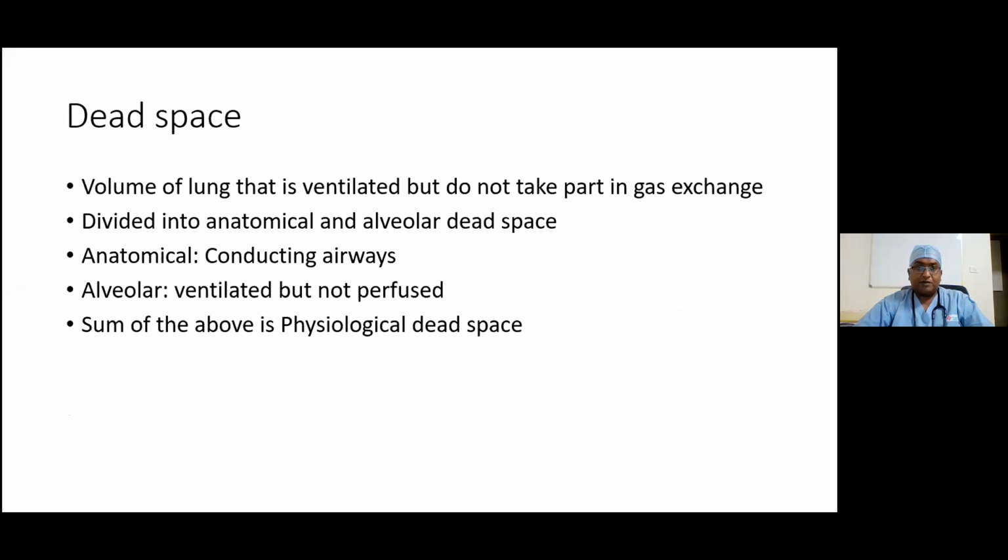Dead space is a volume of lung that is ventilated but does not take part in gas exchange. So dead space is divided into anatomical dead space and alveolar dead space. The anatomical dead space, as we saw earlier, is the conducting airways, and alveolar dead space is the alveoli that are ventilated but are not perfused. The sum of both of these, anatomical and alveolar dead space, is what we call the physiological dead space.